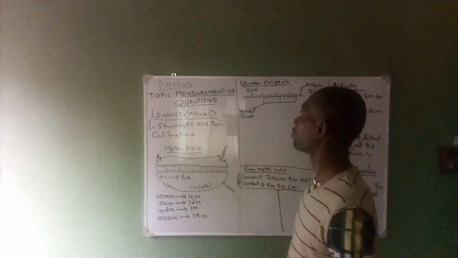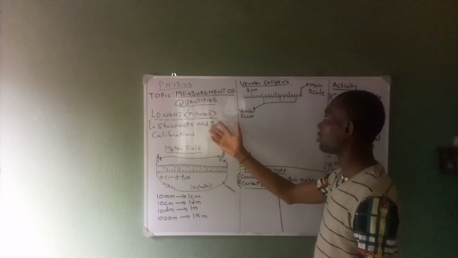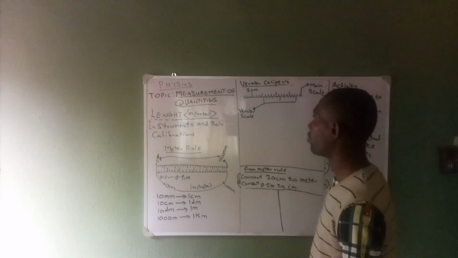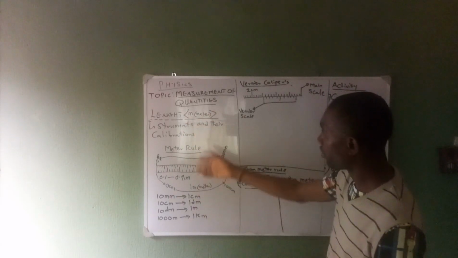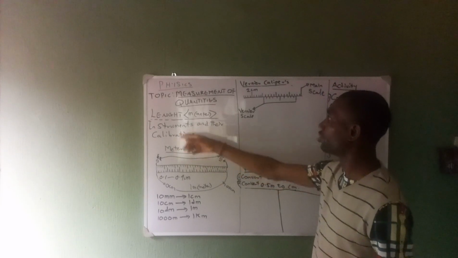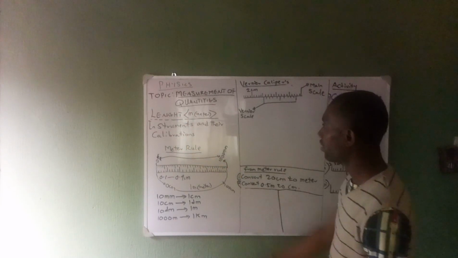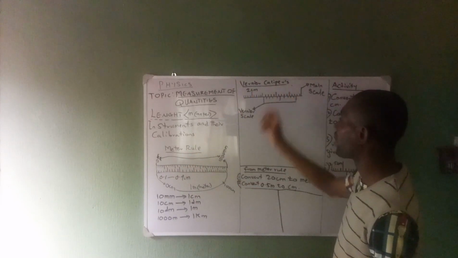Today in physics class, we shall be looking at measurement of quantities. Among measurement of quantities, we have the quantity of length, whose standard unit of measurement is the meter. Now we shall be looking at the instruments and their various calibrations that can be used in measuring length. The first one we have here is the meter rule. Then after the meter rule, we also have the vernier calipers.